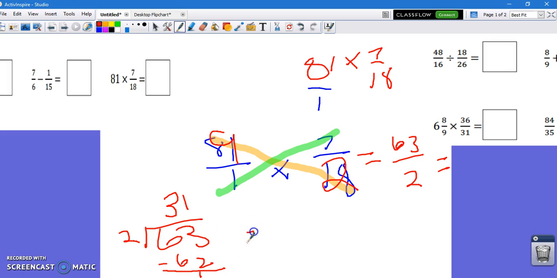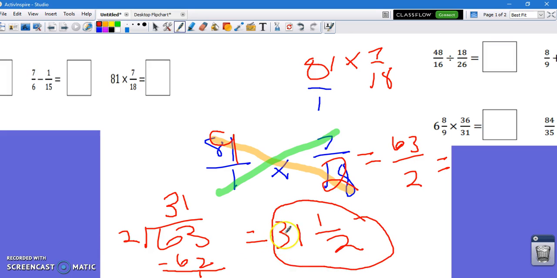So this means now I can make my mixed number. Remember that 31 is your whole number. The remainder is your numerator. Outside of the house is your denominator. So this changes to this. 31 and 1/2 is your final answer for that.